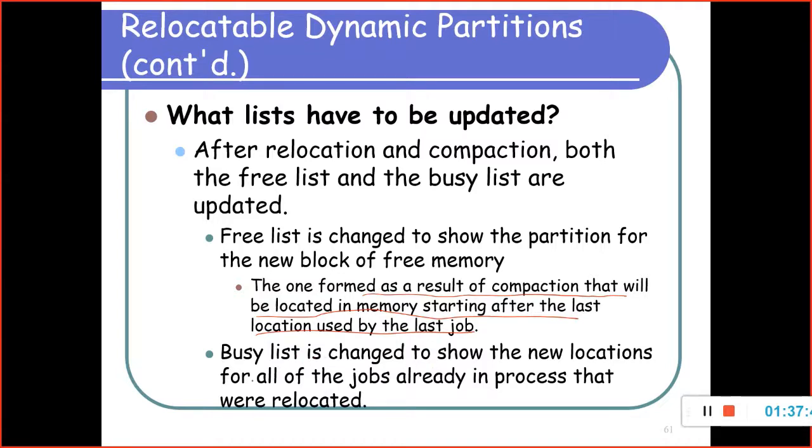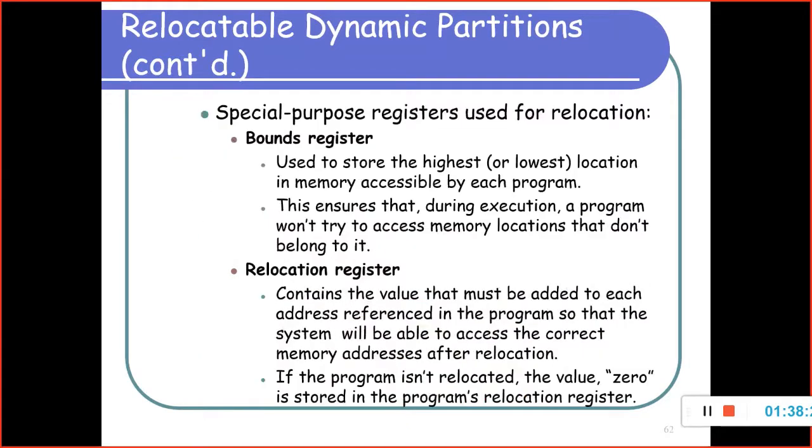Busy list is changed to show the new location for all the jobs already in process that were relocated. So if this is all the address location, the address of the memory location is changed. The size hasn't changed. Size is not changed. Only the memory address. So there is a memory address and there is a size.